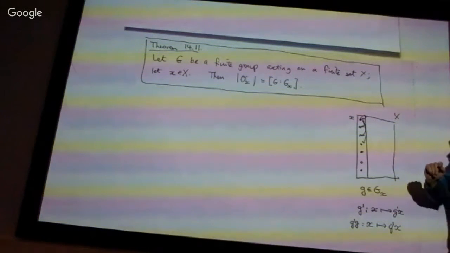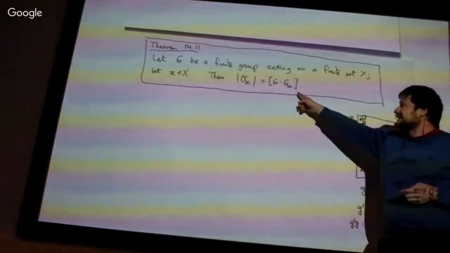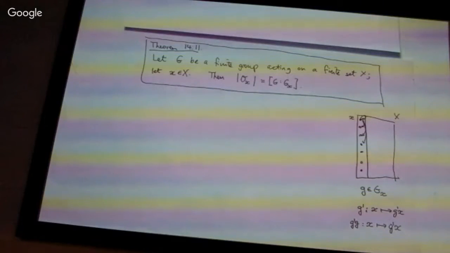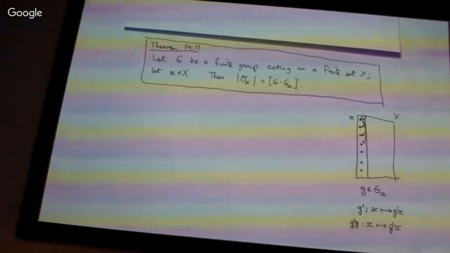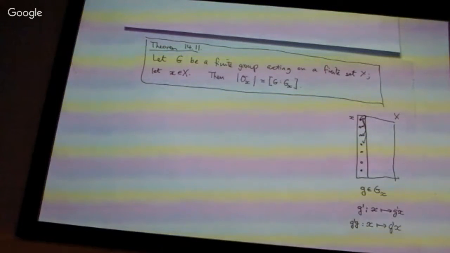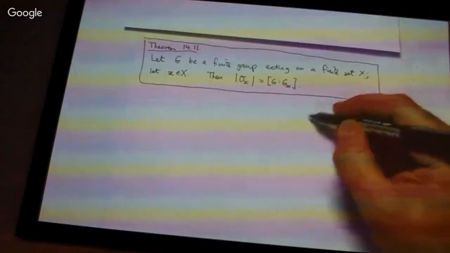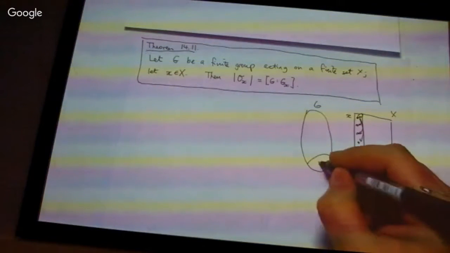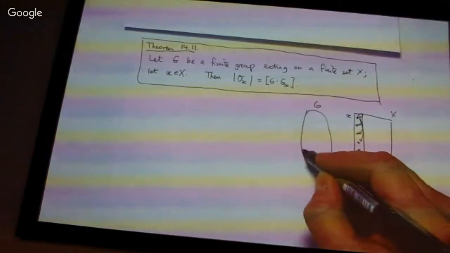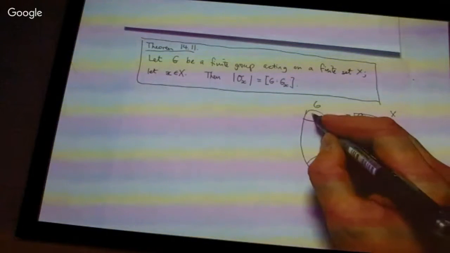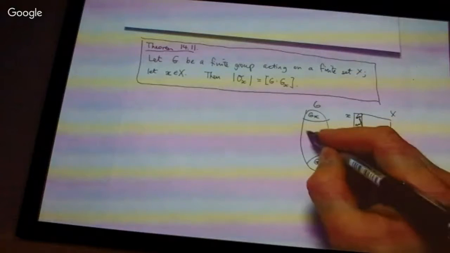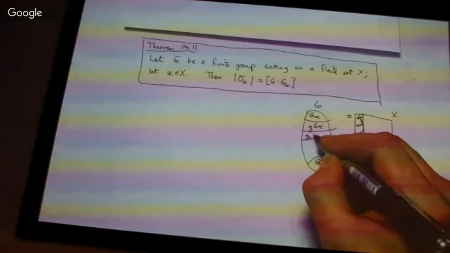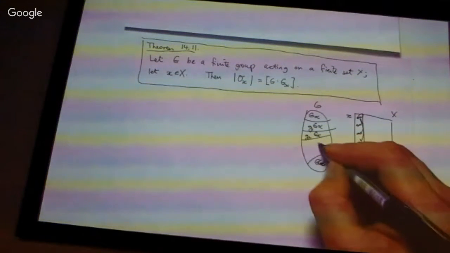Maybe you can't recall this. This is the index of Gx in G, which is defined as the number of cosets of Gx in G. So you look at the group G, you have the subgroup Gx, and then you have some other g times Gx, and then some other g2 times Gx, and so on, and these will be all the cosets.